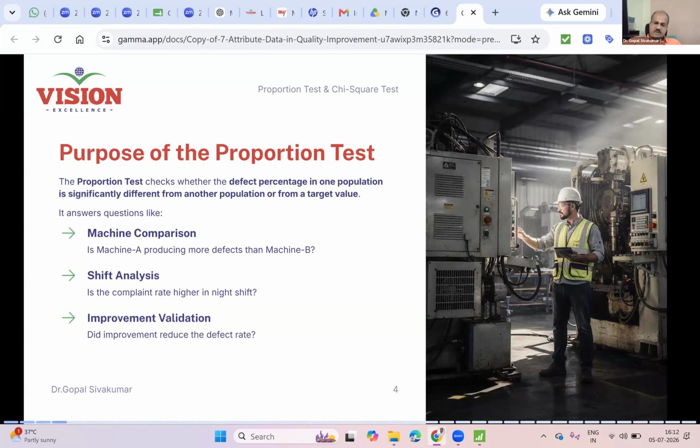The purpose of the proportion test is that you want to compare machines, whether the rejection is high in any particular machine, or whether the rejection or complaints are very high in any particular shift. And whenever you want to validate an improvement, that after the improvement the rejection is reduced. In all these scenarios, you can certainly go for proportion test.